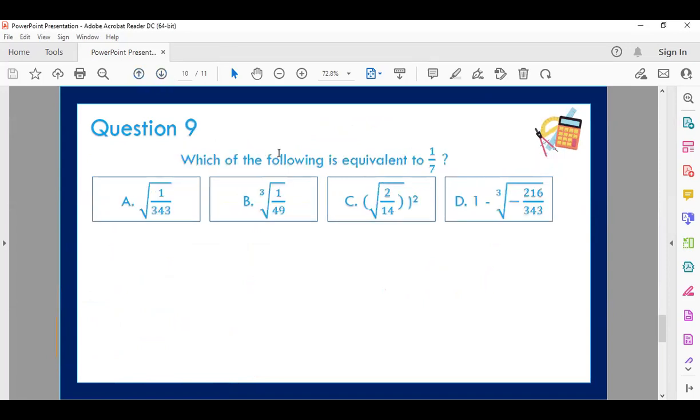Next question would be: which of the following is equivalent to 1/7? So guys, over here, you have to kind of get rid of these roots. Am I right? So what is 343?